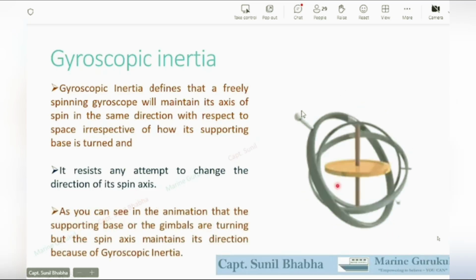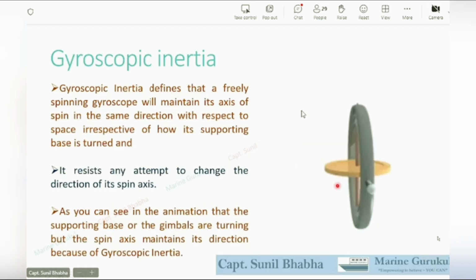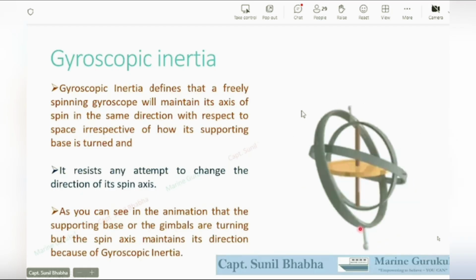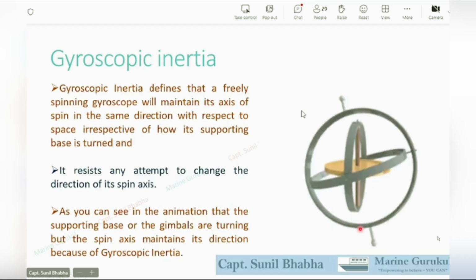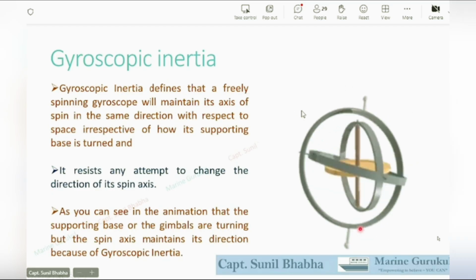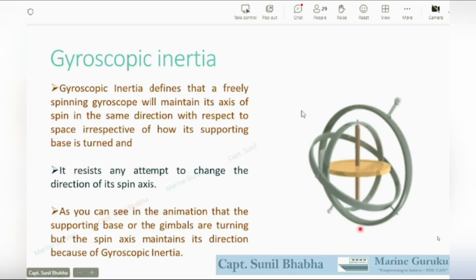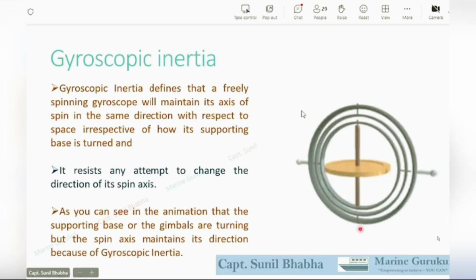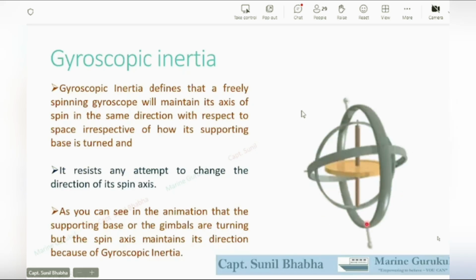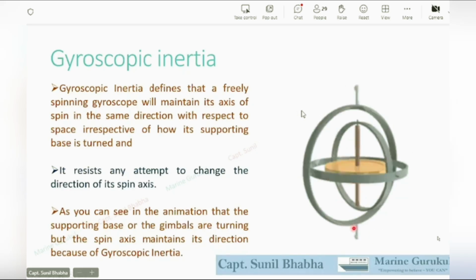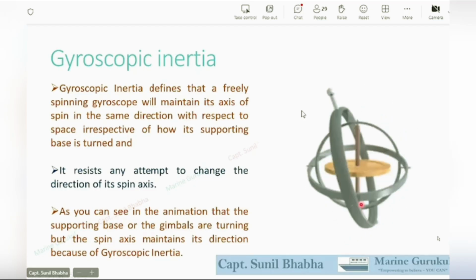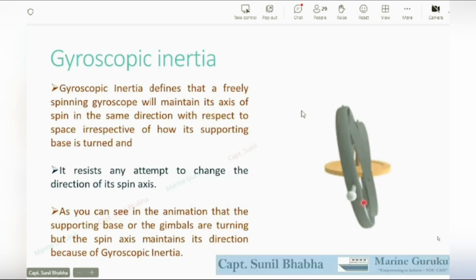As you can see in this animation, the base or the outer member, which has these two handles attached to it, as well as the gimbals are turning, but the spin axis maintains its direction. This happens because of gyroscopic inertia. You can move the outer member, holding it by these handles, in any direction you like, but the spin axis will continue to maintain its direction of spin.